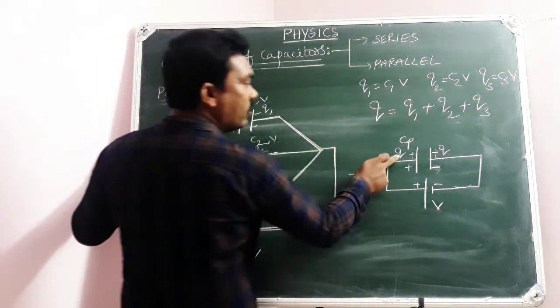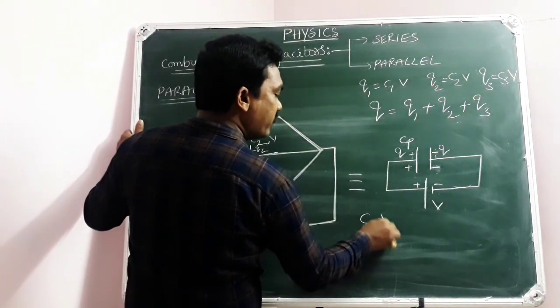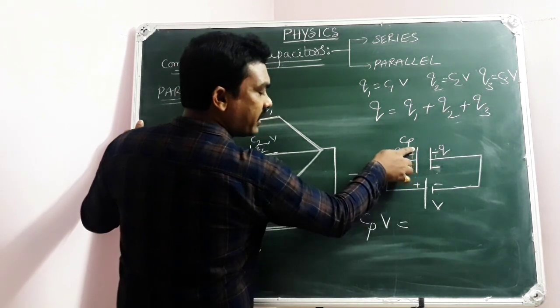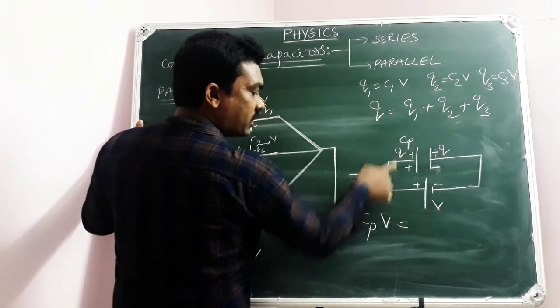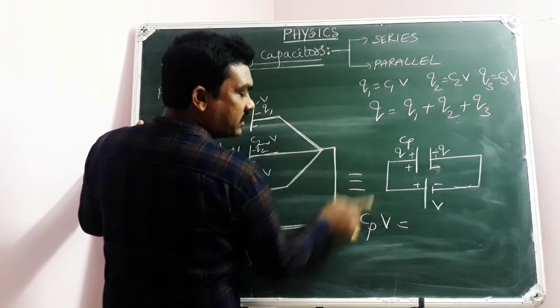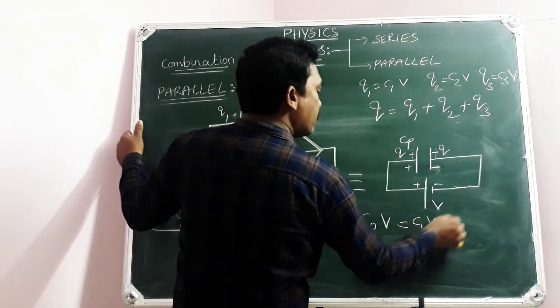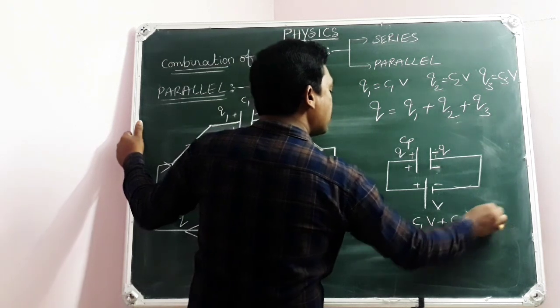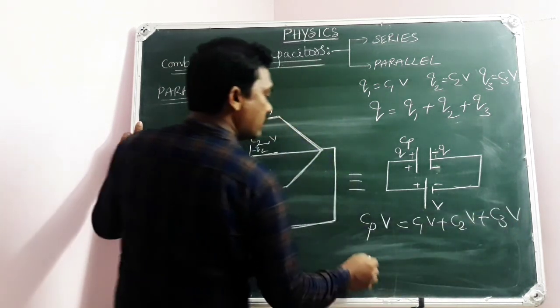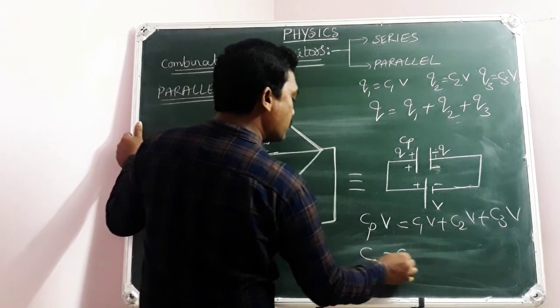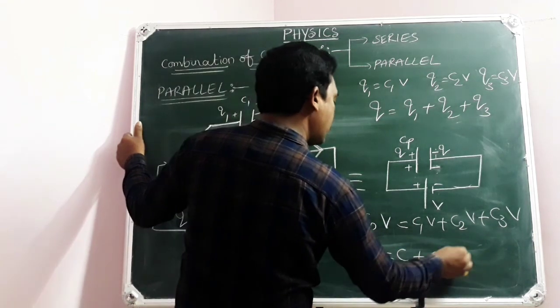So that I can write Q is equal to Cp into V, where Cp is the equivalent capacity, V is the potential difference, Q is the total charge. Qp is equal to Cp into V, equal to Q1 plus Q2 plus Q3, that is C1 into V plus C2 into V plus C3 into V. This gives Cp equal to C1 plus C2 plus C3.